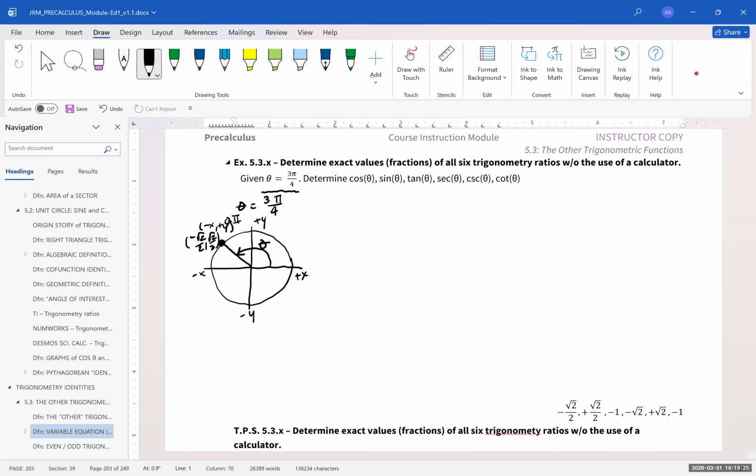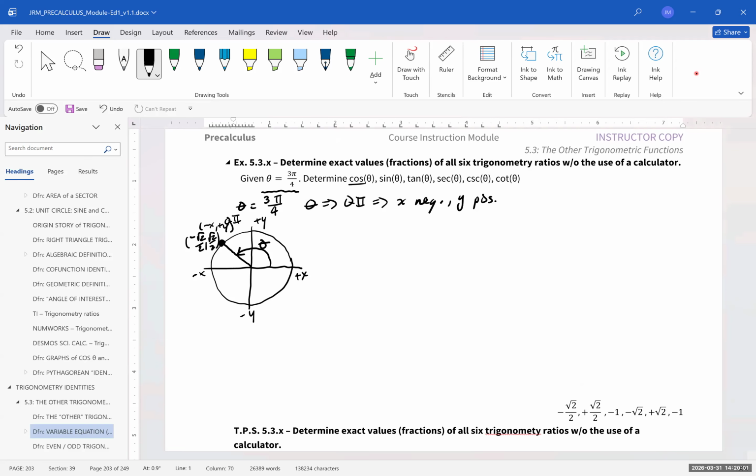So this is where memorizing the unit circle really comes into play. You don't have to look it up. You just know it. So we got that. We know that theta is in quadrant 2, and that in quadrant 2, x is going to be negative, and y is going to be positive. All right, let's find the first one.